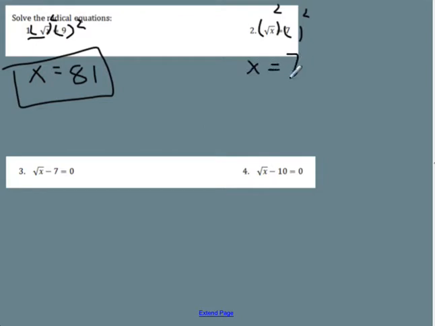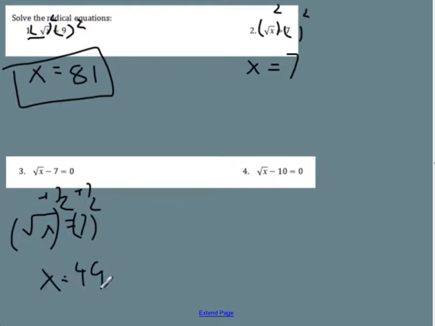Now take a look at number 3. The radical isn't completely isolated on that side. So I have to figure out a way that I can get that constant over to the other side. I need to get that minus 7 over to the other side, so I'm going to add 7 to both sides. So then I get the square root of x is equal to 7. So now I need to get rid of that square root. So I'm going to go ahead and square both sides. So then I get x is equal to 7 squared, which is 49.